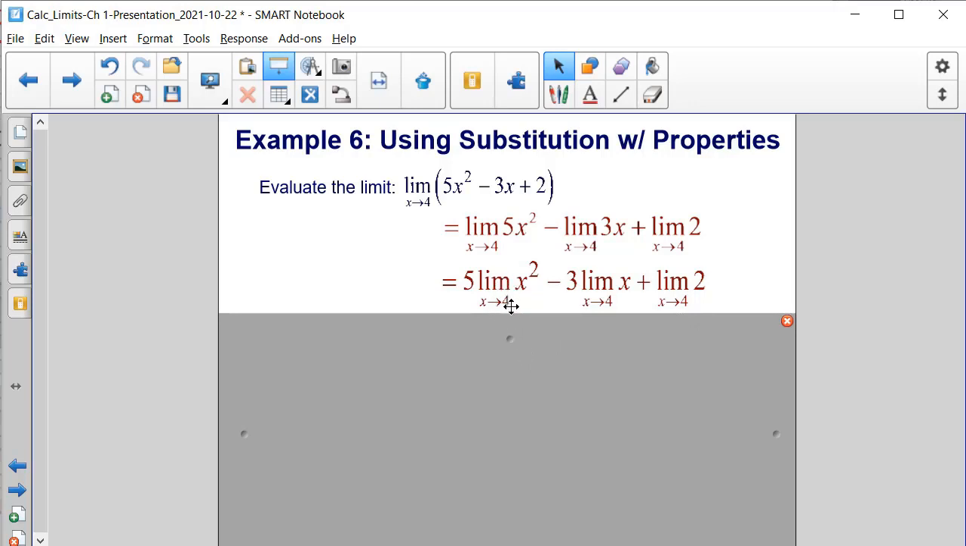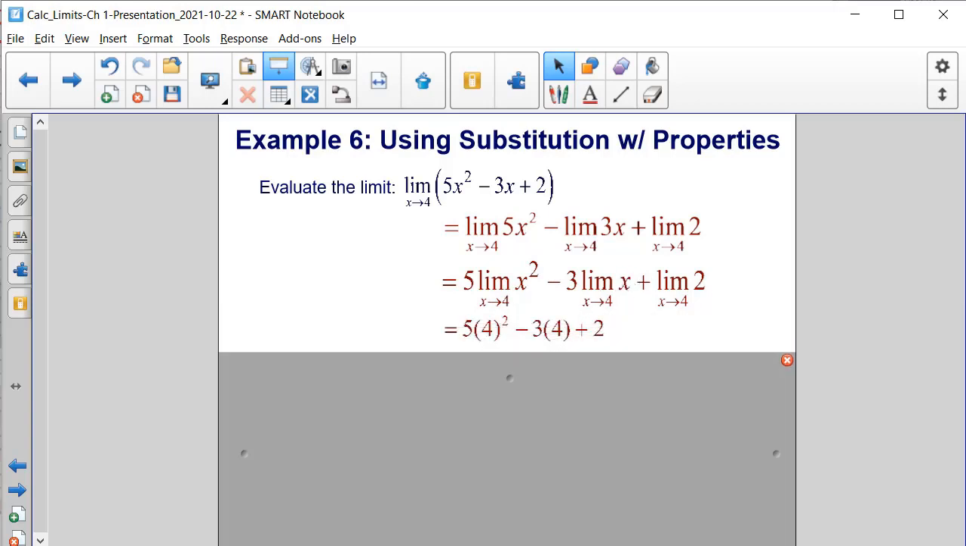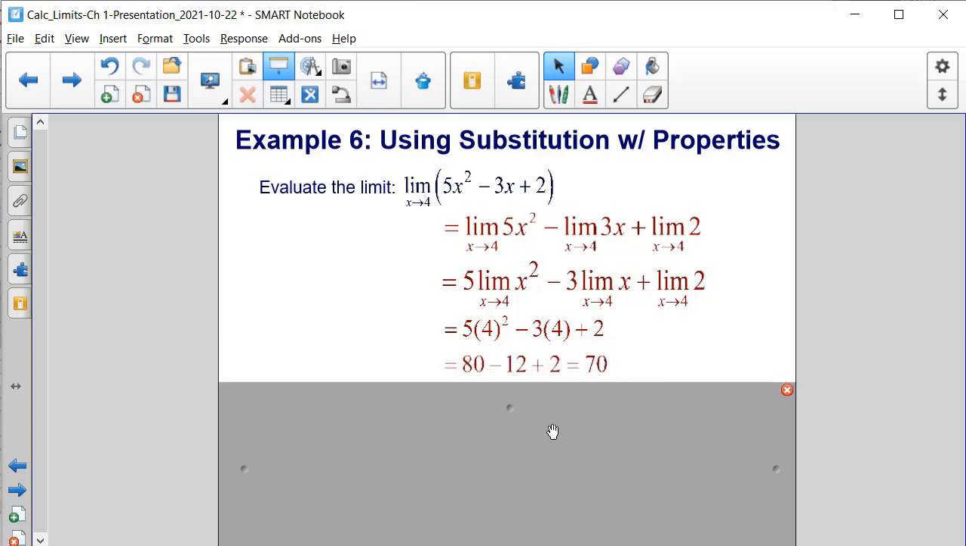So we can substitute the 4 directly in for x in x squared. We can substitute 4 directly in for x here. And the limit of any constant as x approaches another constant value is just the original constant. So that's how we get this expression, 5 times 4 squared minus 3 times 4 plus 2. And now we can evaluate it. So we're going to have 5 times 16, which is 80, minus 12 plus 2, which is equal to 70.